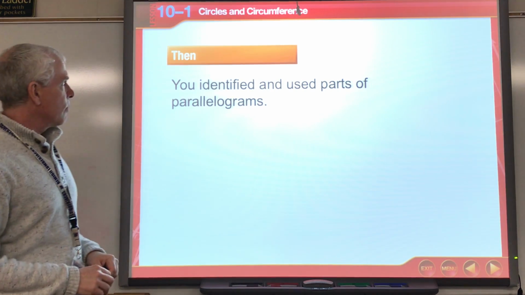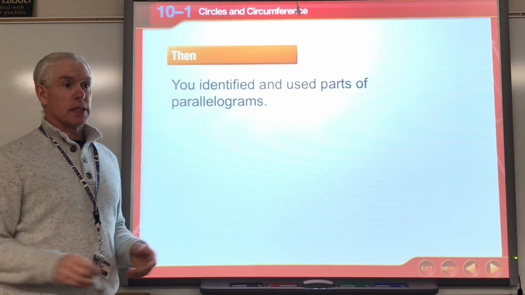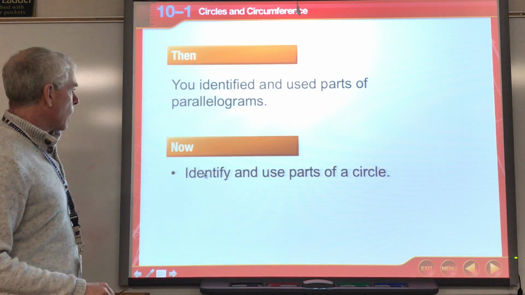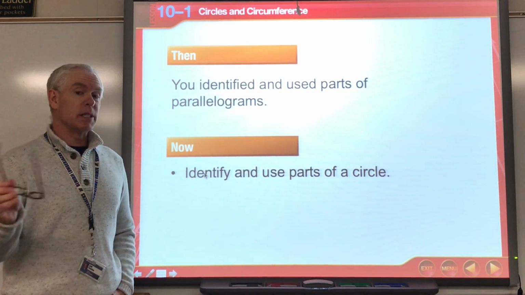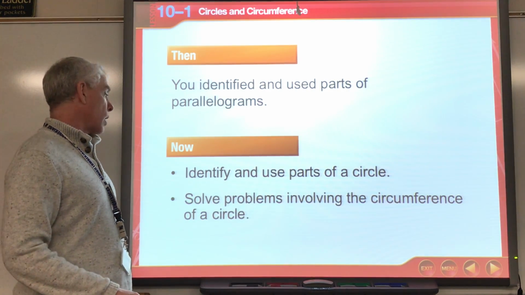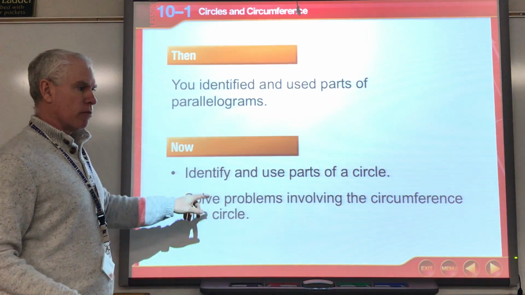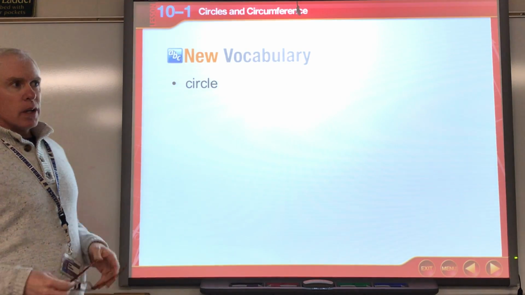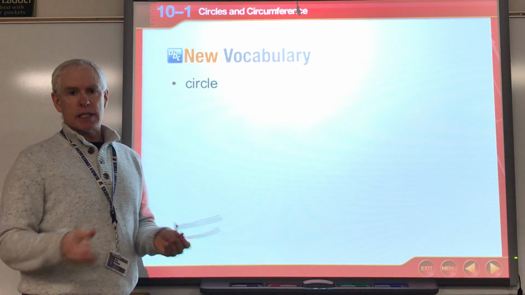So in the past, we identified and used parts of parallelograms. We spent an entire chapter dealing with parallelograms, chapter 6. Now we identify and use parts of a circle. So we're going to be specifically talking about circles for chapter 10. Solve problems involving the circumference of a circle. Pretty straightforward. All right. So a circle is the set of all points equidistant from a given point.